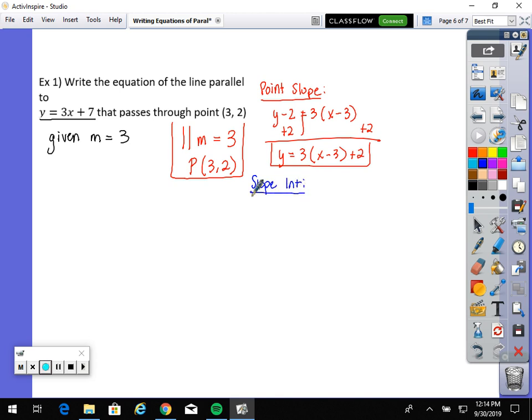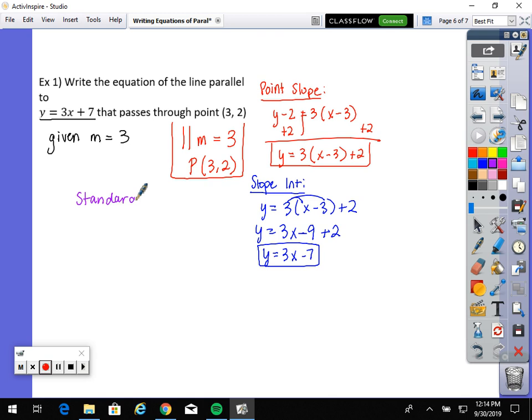So for slope intercept, I'm going to take my y equals 3 times x minus 3 plus 2, and I'm going to distribute the 3, so y equals 3x minus 9 plus 2, and minus 9 plus 2 is going to give me y equals 3x minus 7. And then I'm going to take it one step further, and I'm going to move on to standard, and I'm just going to move over here to the left.